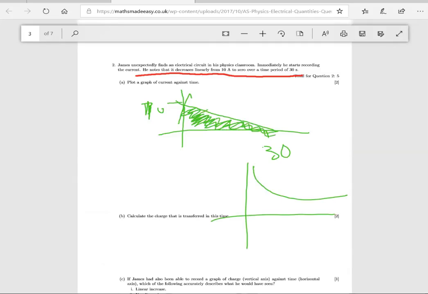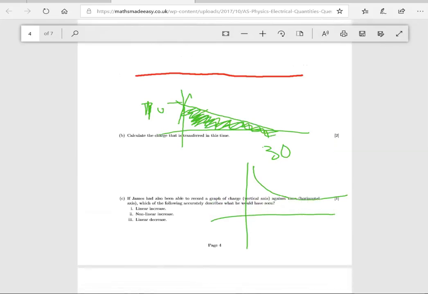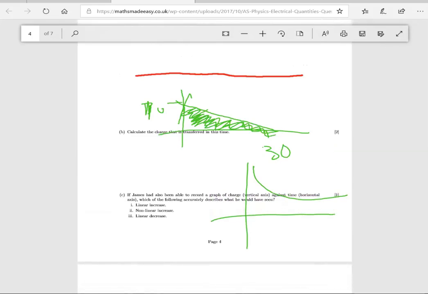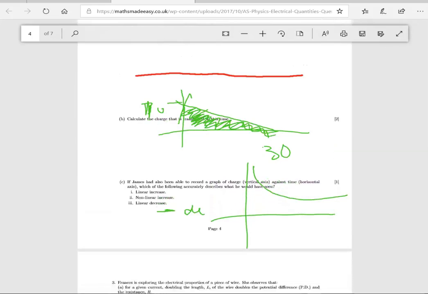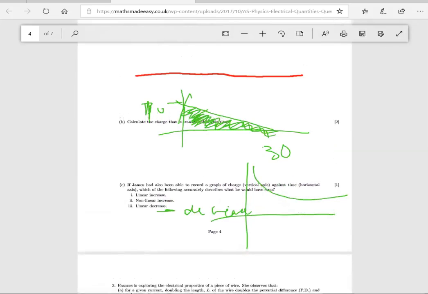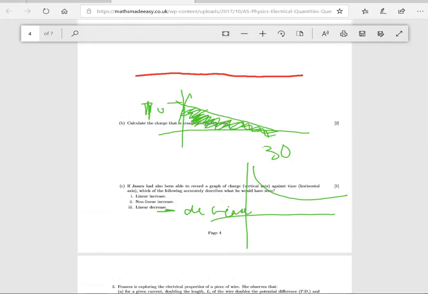Yes, your charge should decrease like this. So that will be a non-linear decrease. If the current will be 0 at the end, how is the charge increasing? It doesn't make any sense. I think they made a mistake. I think this should be non-linear decrease, then it will be right. Yes, it will be non-linear decrease, because over time the area is getting smaller, smaller, smaller. That's why.